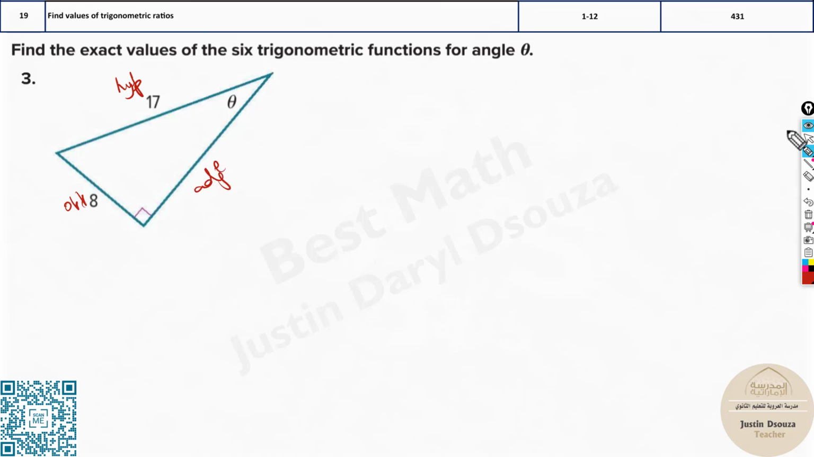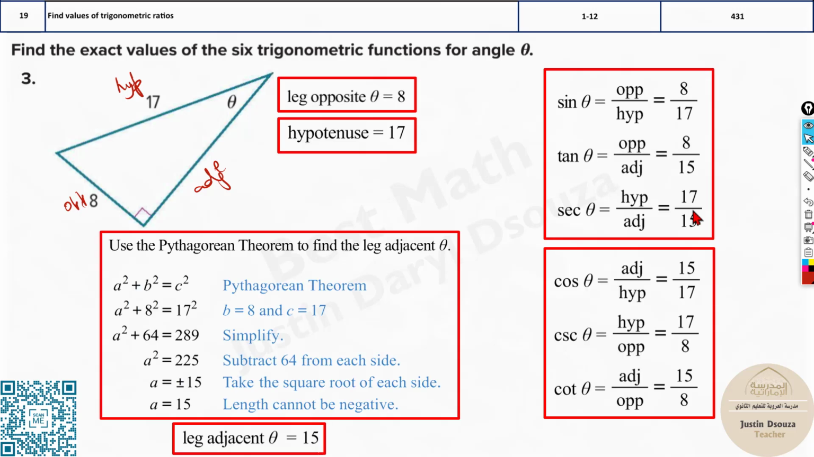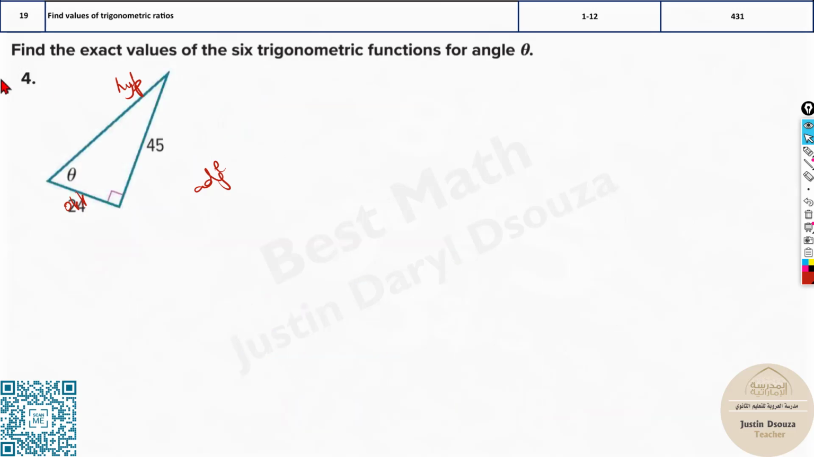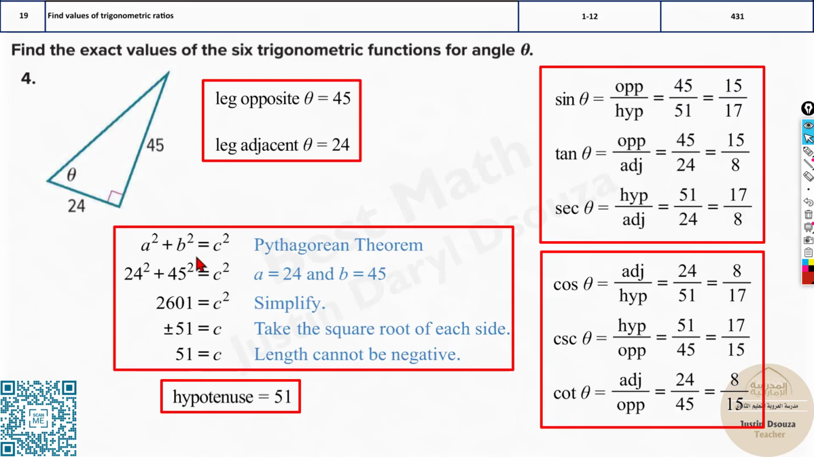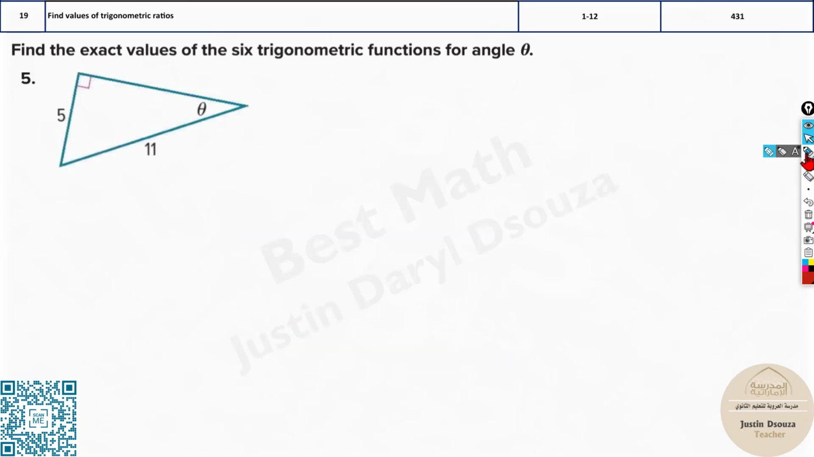And then you just put in the trigonometric ratios, and then you get the answers. And here as well, they have given that the hypotenuse is missing, whereas we have the opposite 45 and adjacent 24. So we need to find the hypotenuse by the Pythagoras theorem, and then we find the trigonometric ratios. Here as well, there is no difference in this.